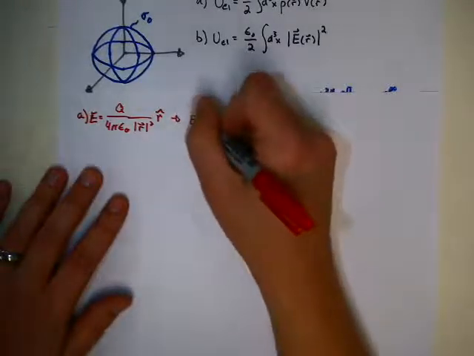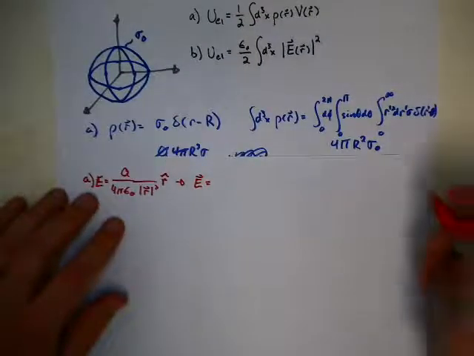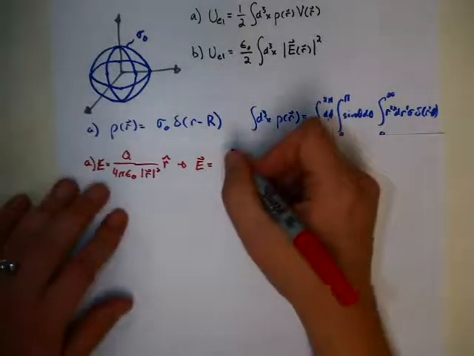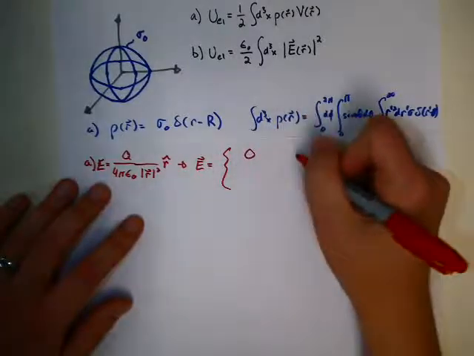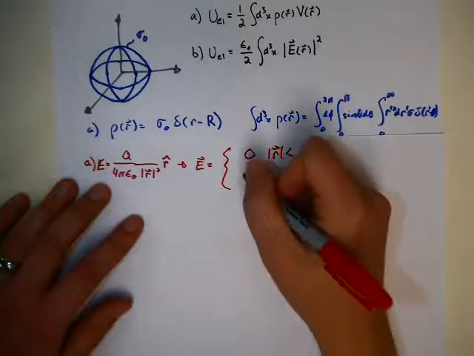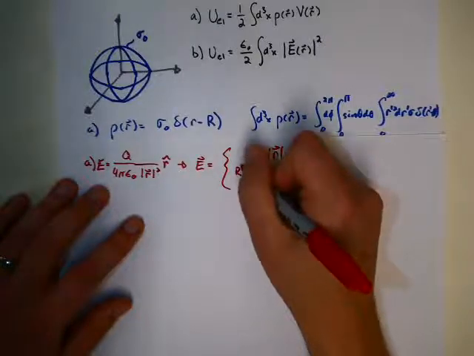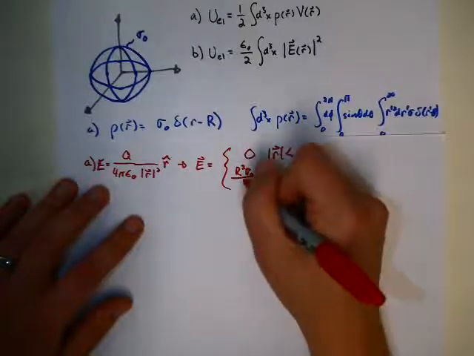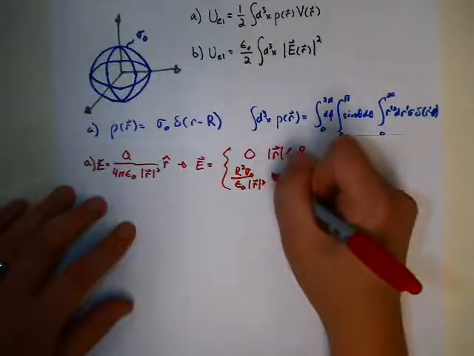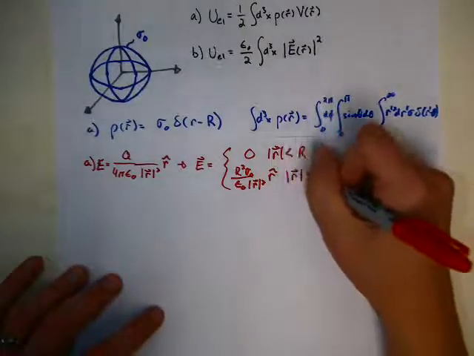For us, the electric field is going to be the charge enclosed. We've already done this. This is that 4 pi capital R squared sigma naught. And so the electric field is going to be equal to 0 if r is less than the radius, and is going to be equal to R squared sigma naught over epsilon naught r squared r hat. And this is for r greater than R.